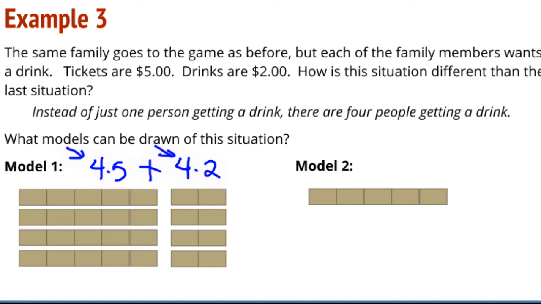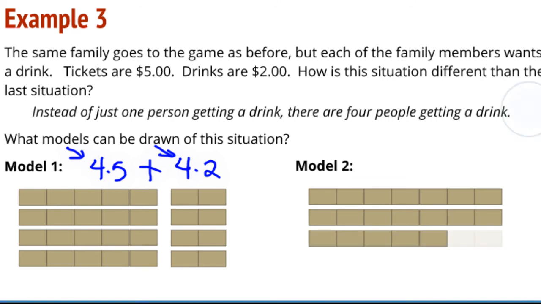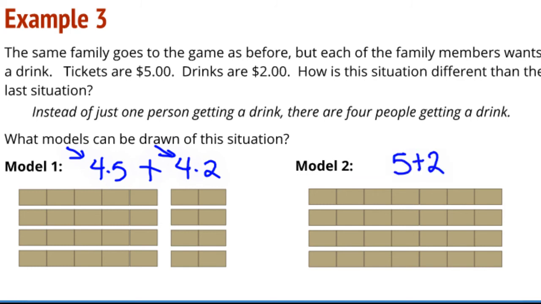The first person gets their ticket and spends $2 on their drink. Second person gets their ticket and spends $2 on their drink. Third person gets their ticket, gets their drink. Fourth person gets their ticket and gets their drink. Now let's stop and think about what was actually happening in this problem. Well, the first person got their ticket and then they got their drink. And we repeated this process 4 times. So instead of writing the 4 twice, I'm able to say, hey, just combine the 5 and the 2 and then multiply it times 4.